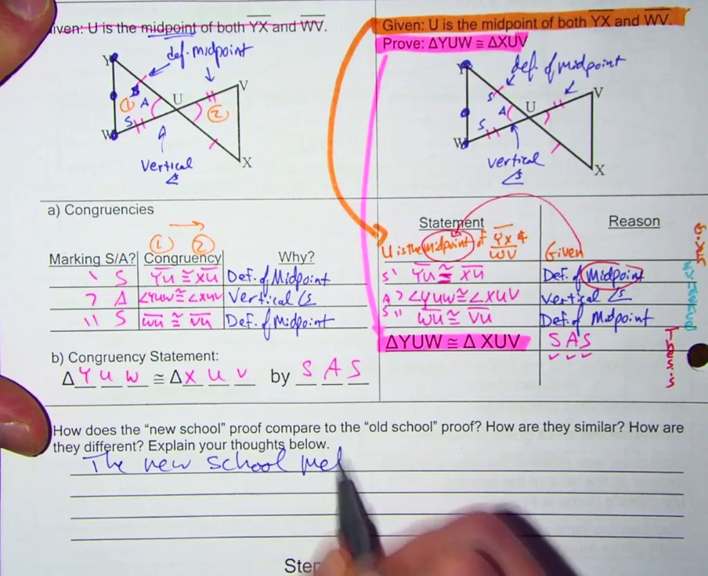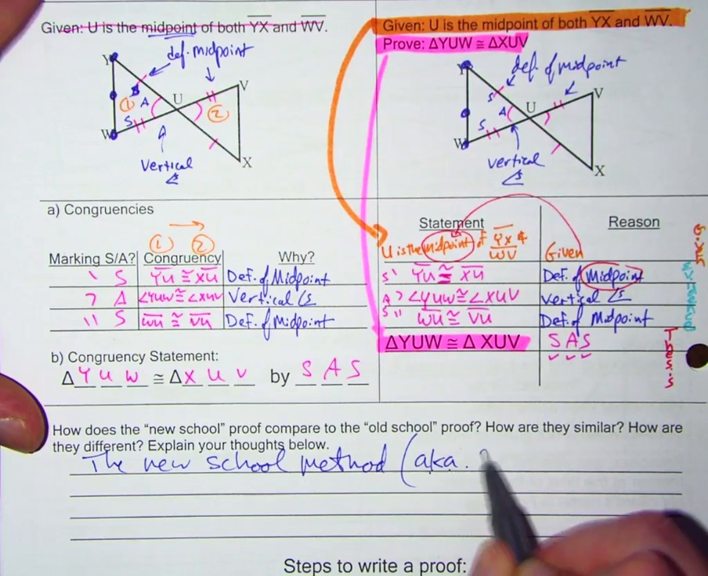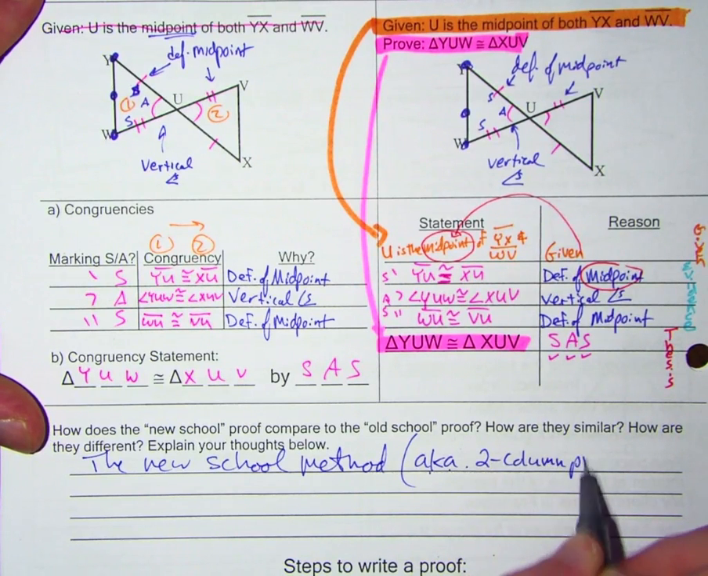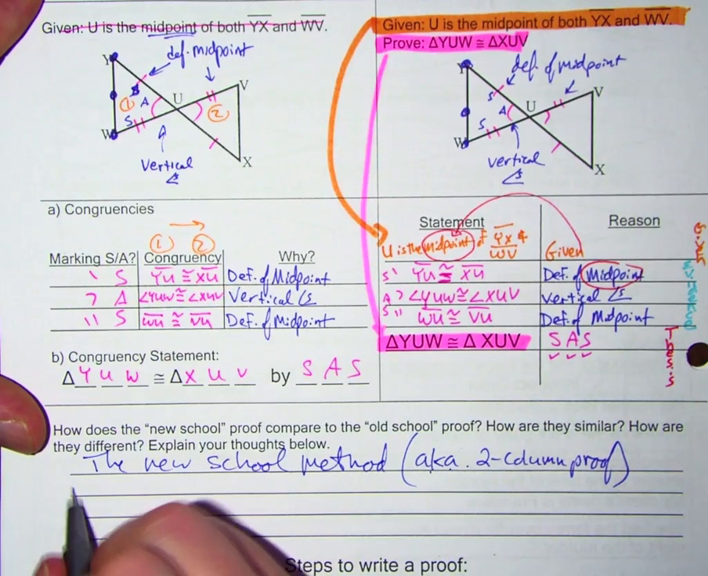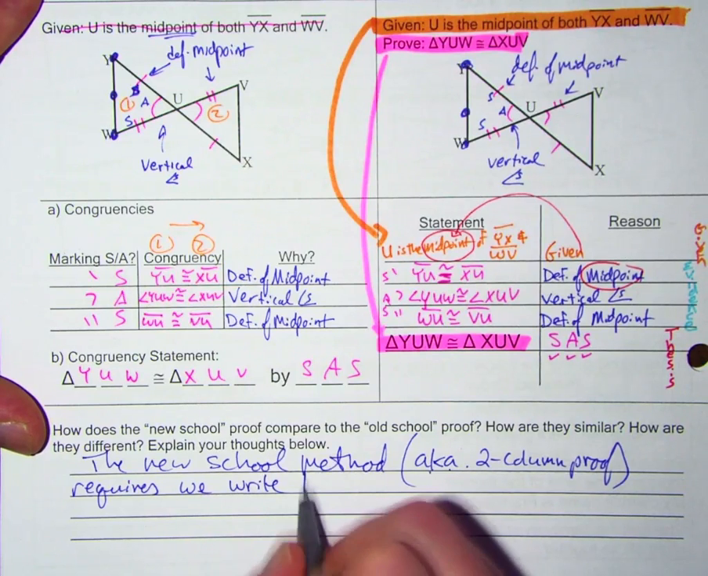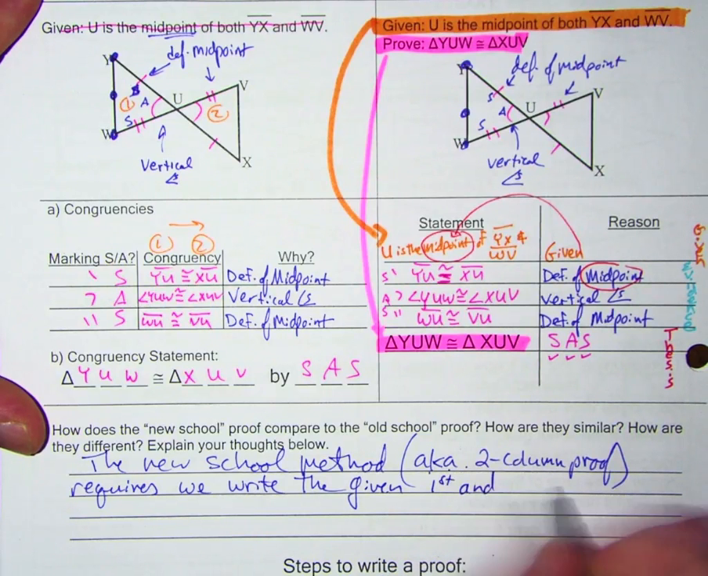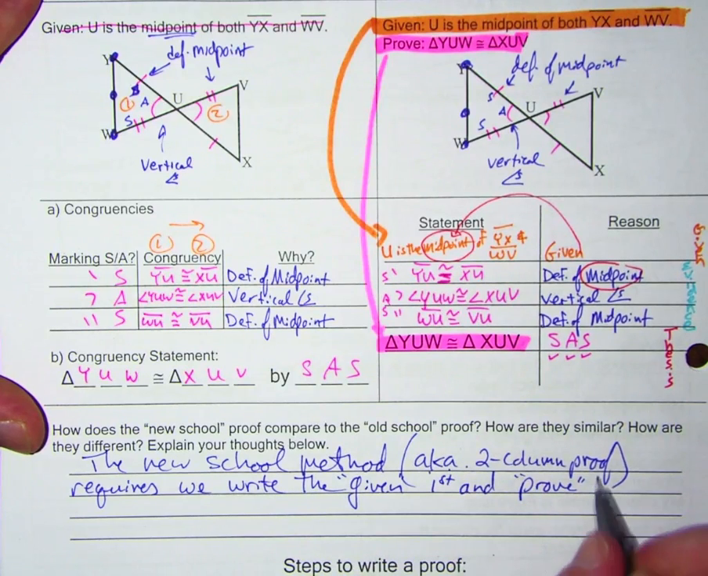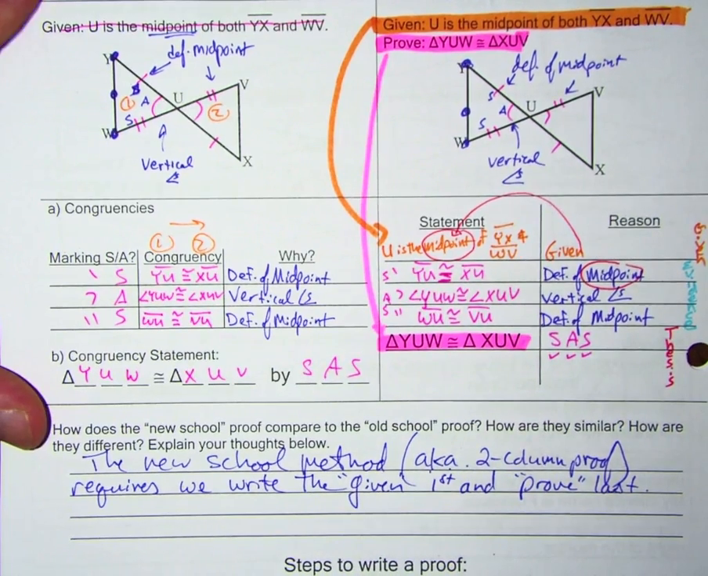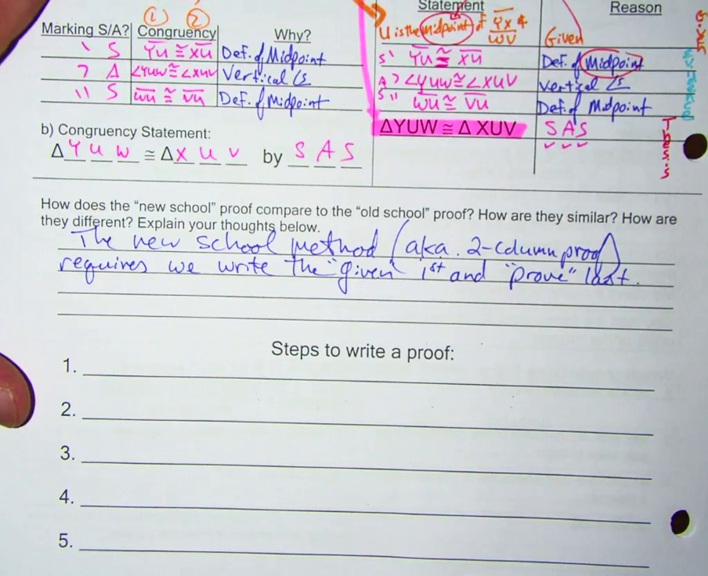The new school method, also known as a two-column proof, requires we write the given first. And prove, the prove, so to speak, last. Okay, those are the big, big differences. So, what are the steps? The main steps here to write this proof.